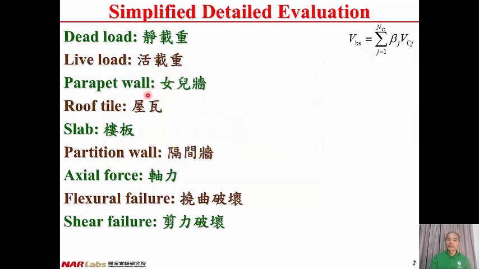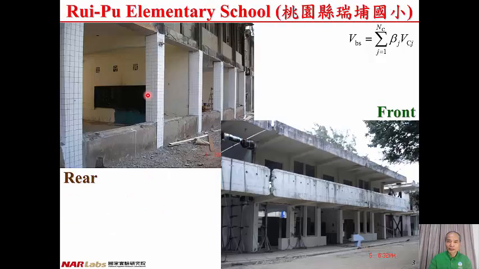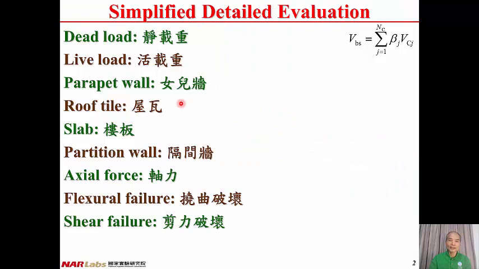And that load includes the weight of parapet wall. Parapet wall, here's a picture. That's the low wall, not a high wall, at the edge of the roof or the floor. This is parapet wall, and this is also parapet wall. Roof tile is the tile on the roof, in Chinese 屋瓦. Parapet wall in Chinese 女儿墙. Slab is the floor, in Chinese 楼板. Partition wall in Chinese 隔间墙.